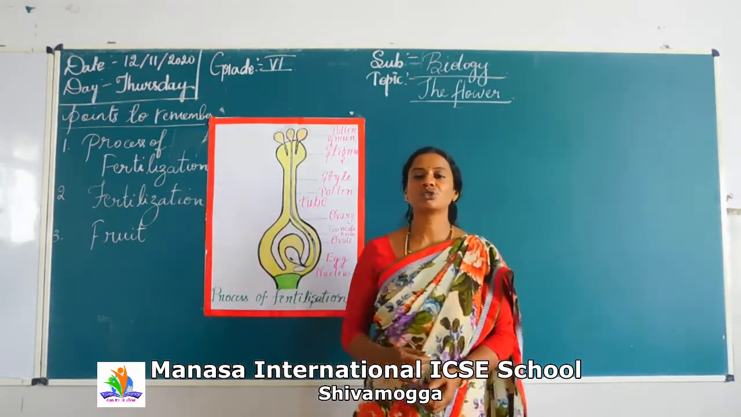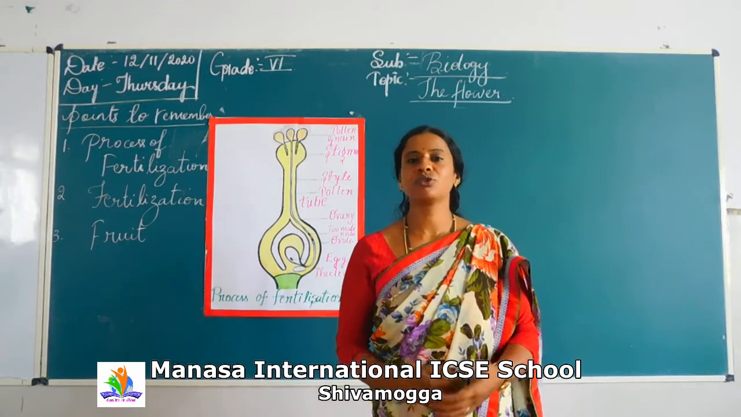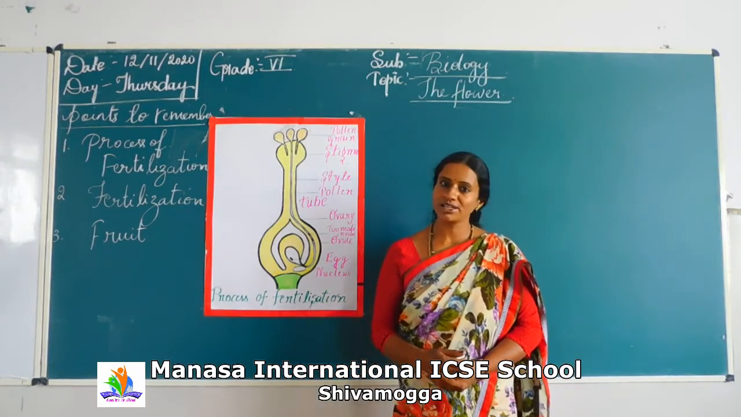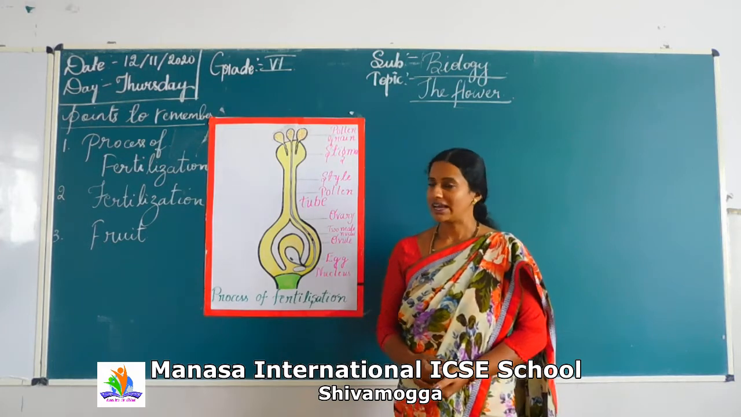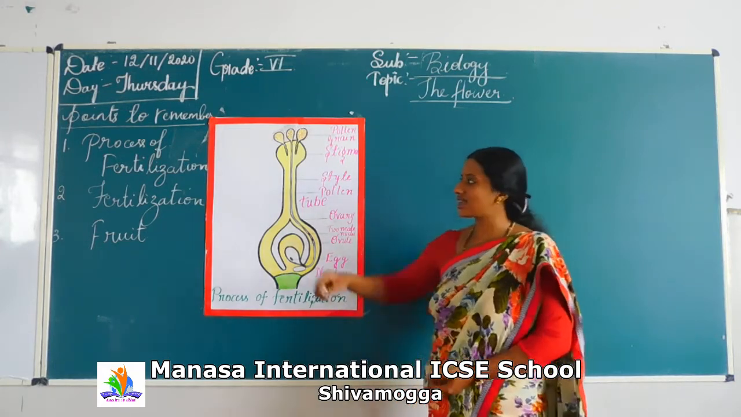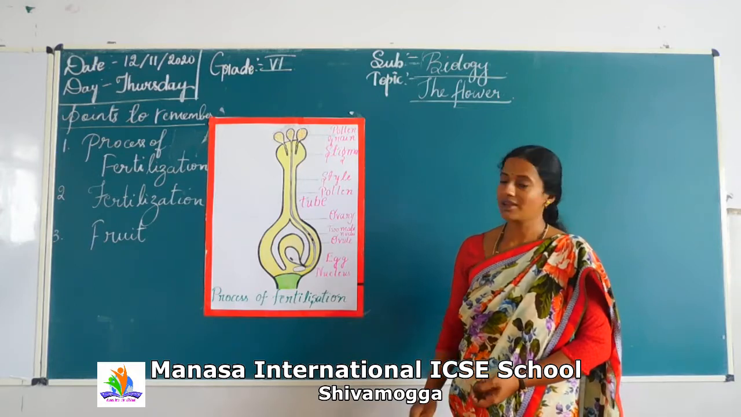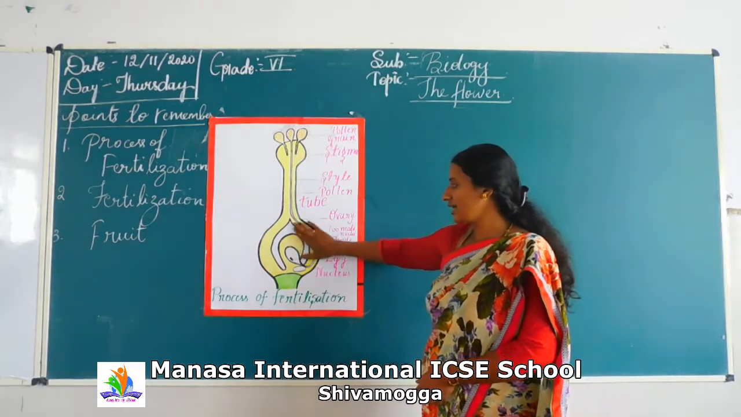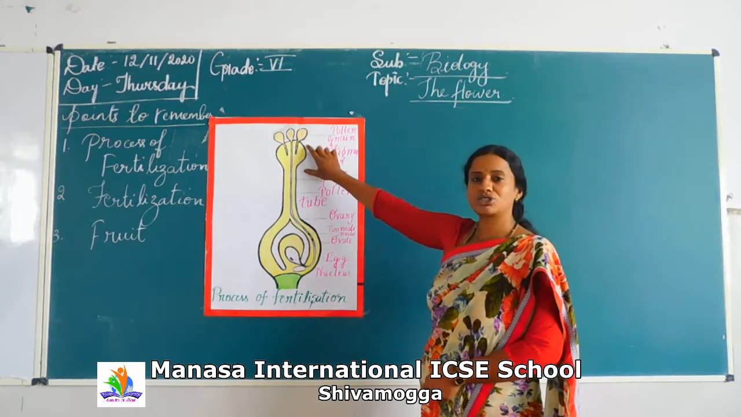Before that, what is fertilization? The fusion of male and female gametes is known as fertilization. Now, let us study what is the exact process of fertilization. Just have a look here. This is the complete structure of the reproductive part of the flower.